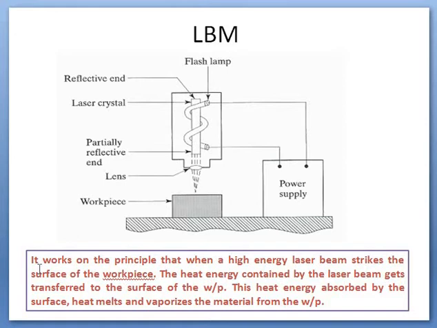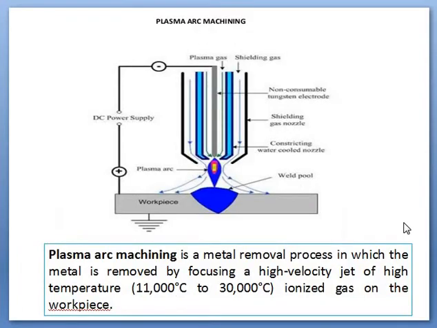In the laser beam machining process, the principle is that when a high energy laser beam strikes the surface of the workpiece, the heat energy contained by the laser beam gets transferred to the surface of the workpiece. This heat energy is absorbed by the surface of the workpiece, and that heat will melt and vaporize the material from the workpiece. In this way, the laser beam machining process is carried out. You getting this?